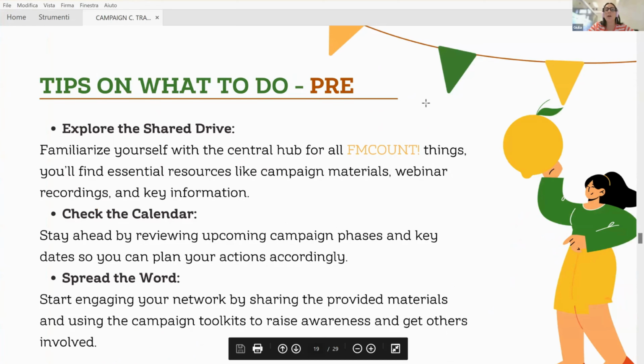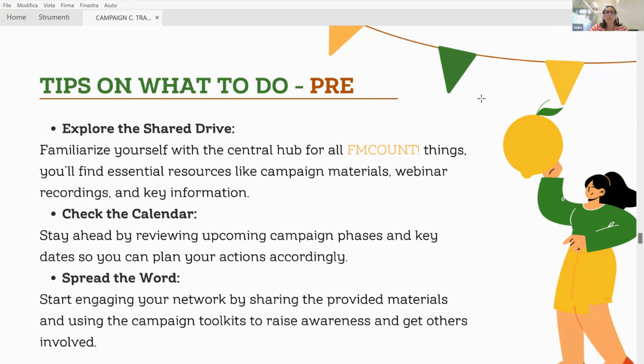Some tips for the pre-phase of the campaign is to, of course, explore the shared drive. If you're new, we know that most of you already did the other two phases of Farmer Market Count, so probably by now you know the shared drive better than us. But for the new ones, we suggest you just dive in and explore all the folders that you have there, to have a bit more information, understanding, and potential of this campaign.